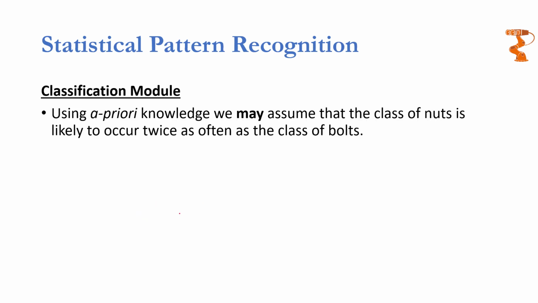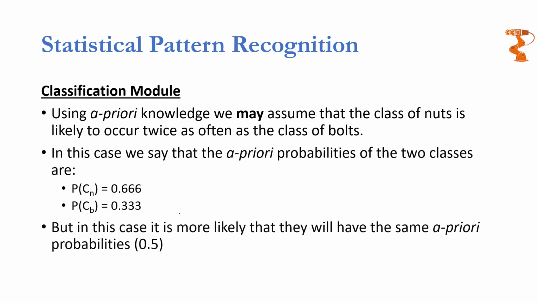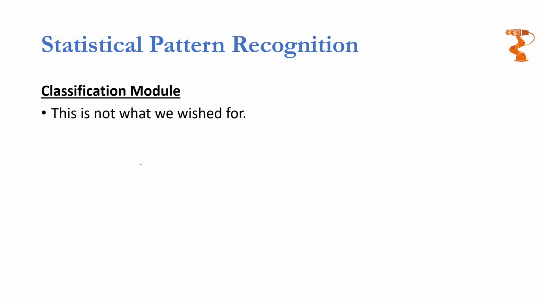Additionally, this classifier can deal with bias present in the training data. That is, if the number of nuts is twice the number of bolts, then it is twice as likely that an unknown object is a nut. This is regarded as a priori knowledge, something which we know beforehand. Therefore, probabilities of occurrences of the two classes are these. But for the sake of simplicity, I am supposing that both classes will have equal a priori probabilities, that is 0.5.